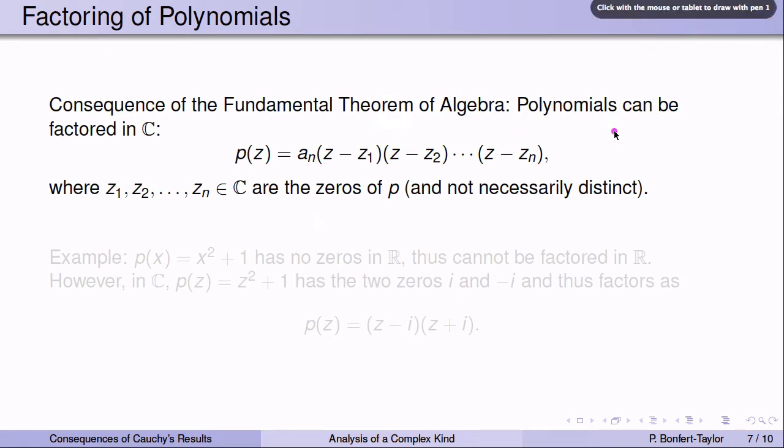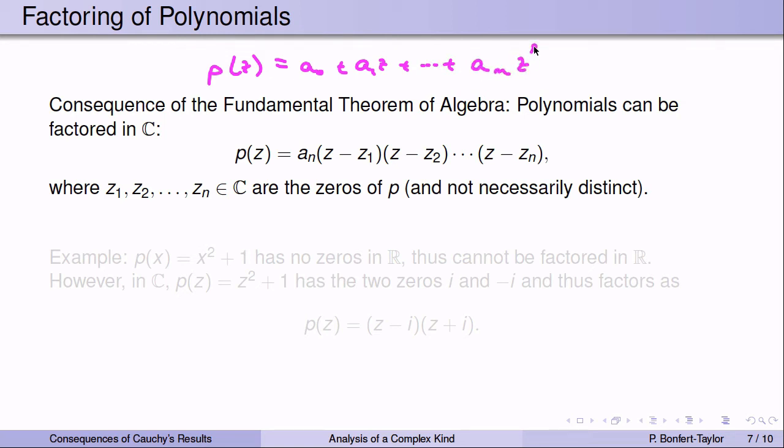A consequence is that you can factor polynomials in C. Any polynomial of the form that we just saw before, so p of z was a0 plus a1 z and so forth through a_n z to the n, can be rewritten as a product z minus z1 times z minus z2 all the way through z minus zn, where these numbers z1, z2 through zn are the zeros of p. So those points, when you plug them in, p is equal to 0. They're not necessarily distinct, but there's n of them right here.